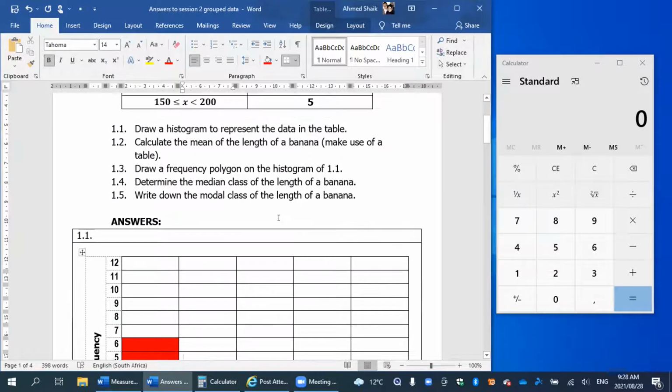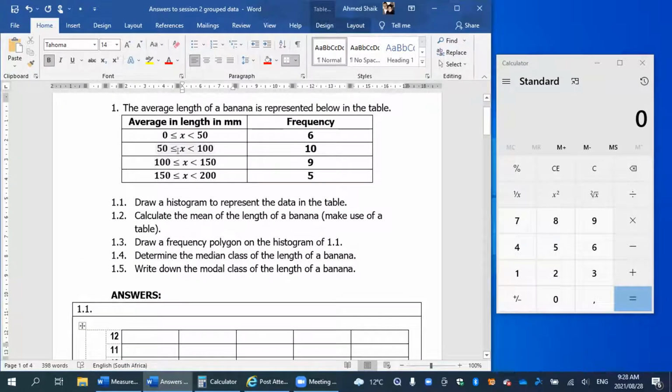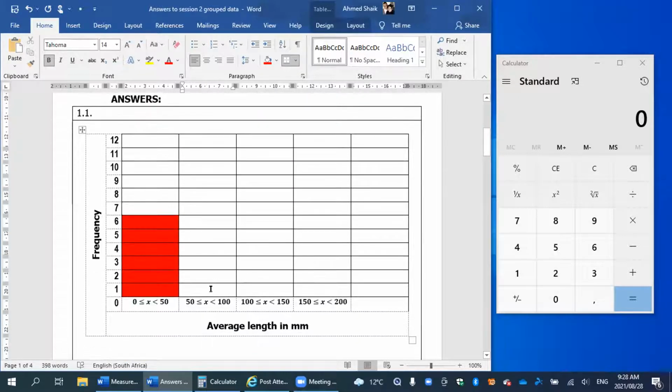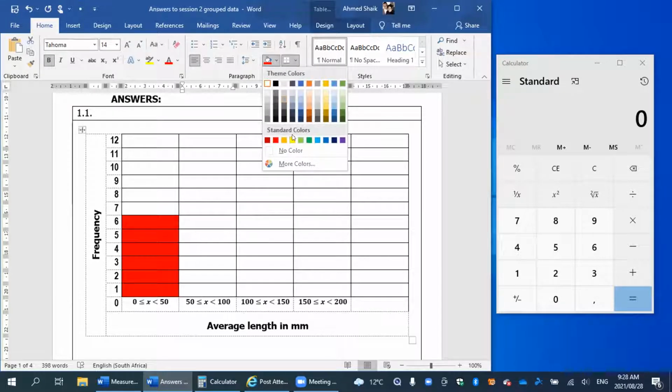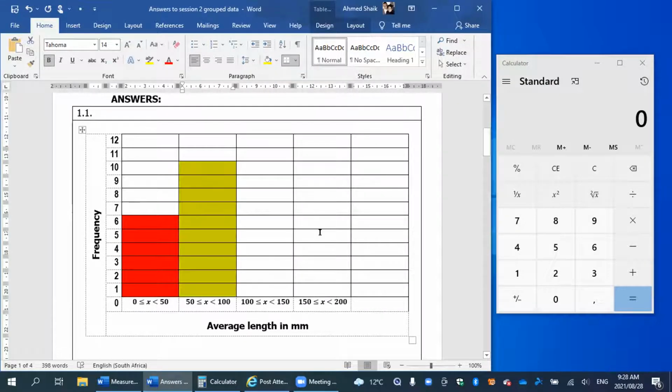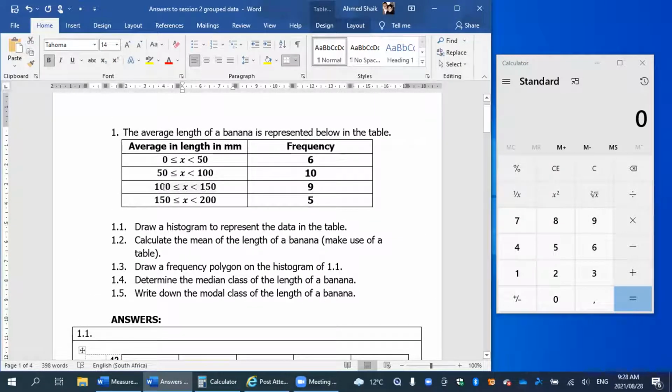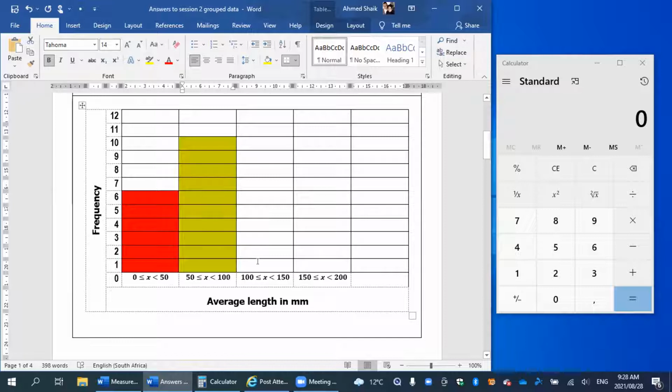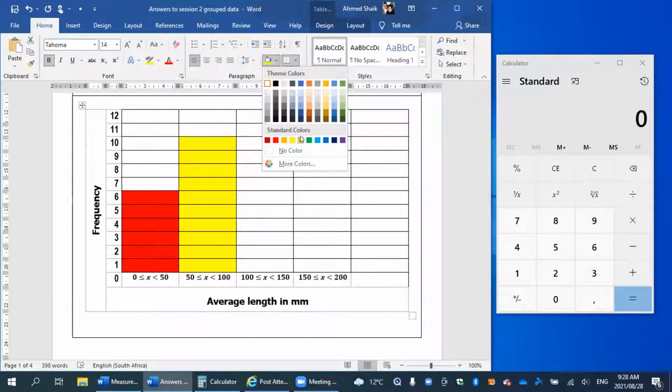Okay, our second interval was from 50 less than or equal to x, which was less than 100, and we had a frequency of 10. So I'm going to go to my second interval and 0 to 10. Let's make that yellow. Our third interval, we had from 100 less than or equal to x, which was less than 150, and we had a frequency of 9. So we're going to highlight from 0 to 9. Let's make that green.